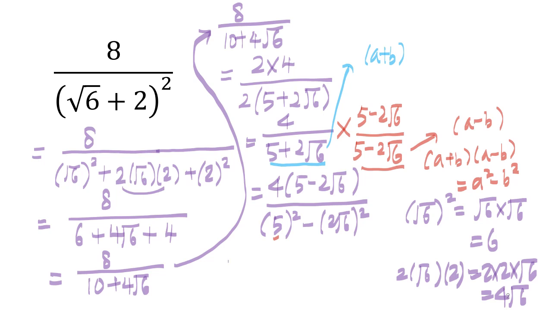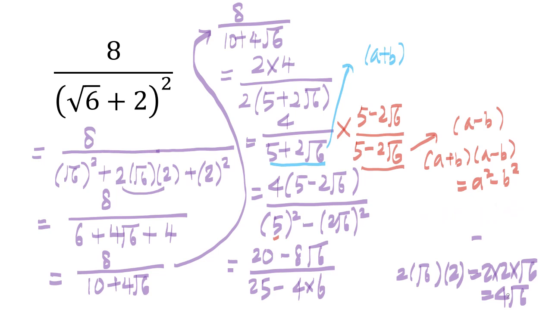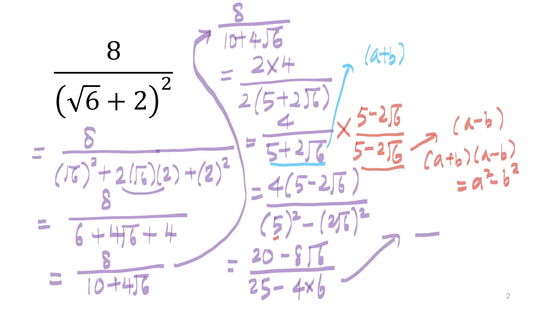Okay, let's simplify further. Using the distributive law, that will give us 20 minus 8 square root 6. And the denominator, you can use a calculator to help you work it out. If not, you can just do it mentally. That will give you 25 minus 2 times 2, 4, square root 6 times square root 6, 6. Otherwise, using the calculator is a very efficient way. If you use the calculator correctly, then what you'll be getting at the denominator would be 1. You'll get a 1 if you punch in the numbers correctly into the calculator.